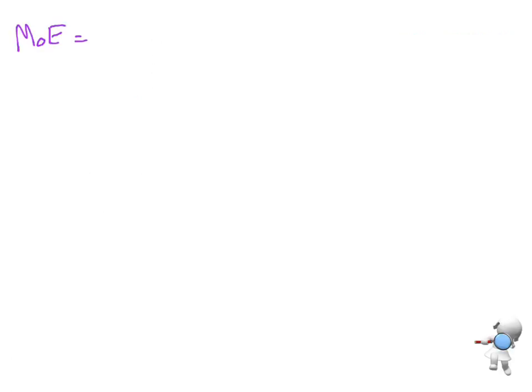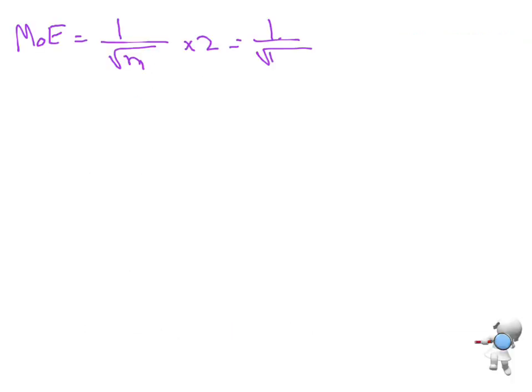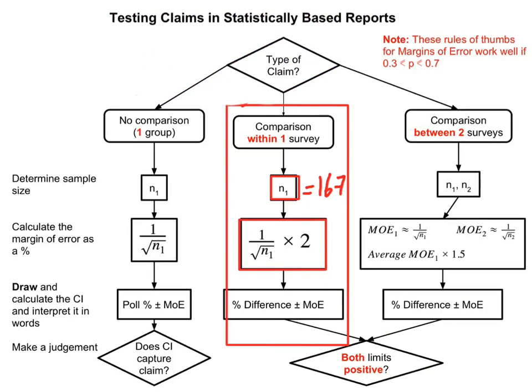Margin of error is 1 over the square root of n1 times 2, which in this case is 1 over the square root of 167 times 2. Put that into our trusty calculator and we get 0.1548, which I'm then going to multiply by 100 to give me 15.48%. Okay, so there's my margin of error, done that. Now I need to do the confidence interval.